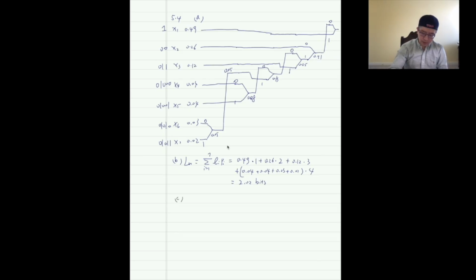Okay, let's see. Let's write everything down here. I still have x1, x2, x3, x4, x5, x6, and x7, and here the probabilities are the same as before.